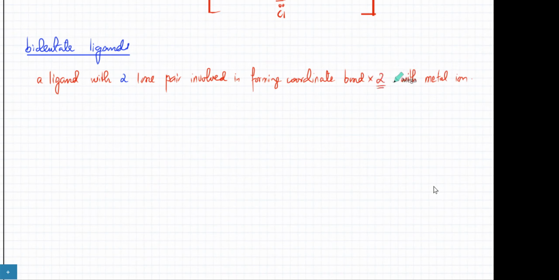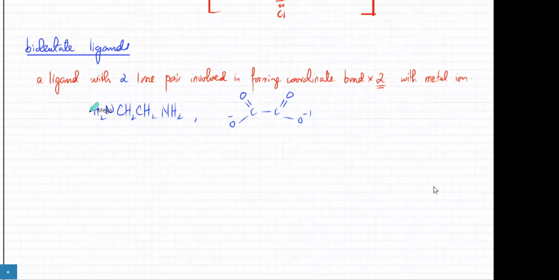Now I'll give you an example of a bidentate ligand. In the syllabus they talked about 1,2-diaminoethane, which is NH2 CH2 CH2 NH2. And there was another one, which is C2O4 2-, the oxalate ion. So we'll stick to these 2 specific examples, but you can extend the concept to pretty much any ligand.